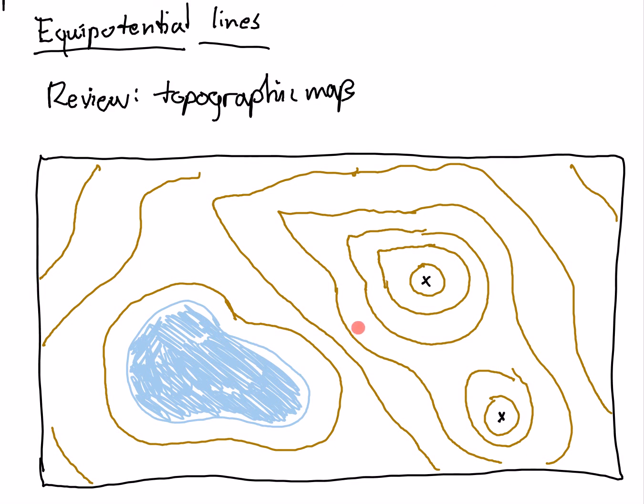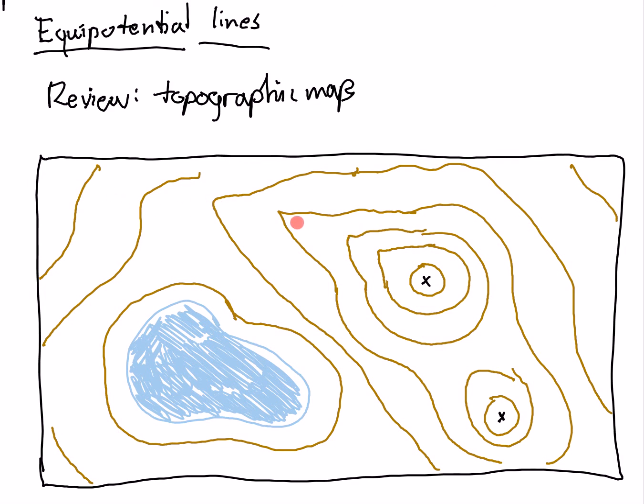Where we have equipotential lines or topographic lines that are close together, that means a steeper hill or a steeper potential, which is going to wind up meaning a stronger electric field. Where they're more spaced out apart, that's where we have flatter plains, which to us means a weaker electric field.